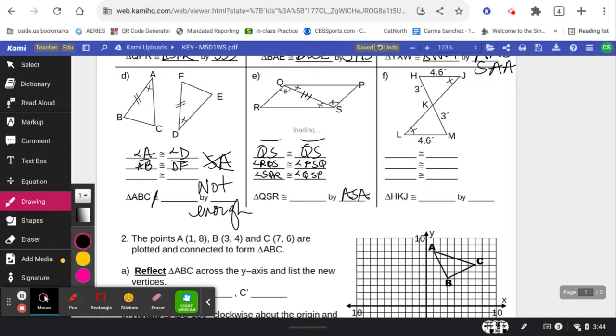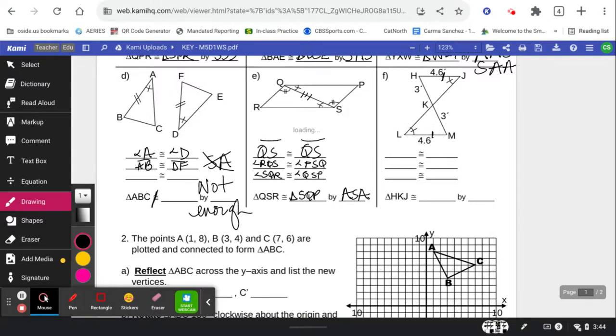And so QSR and SQP. Let me double check that. Q had 2 marks, S had 1 mark, no mark. So we go S, 2 mark, 1 mark, no mark. Okay, good. Done.